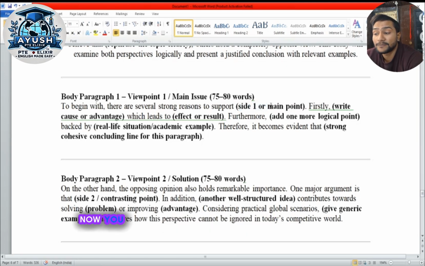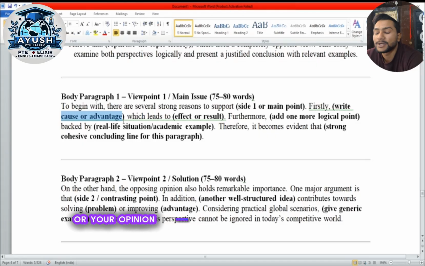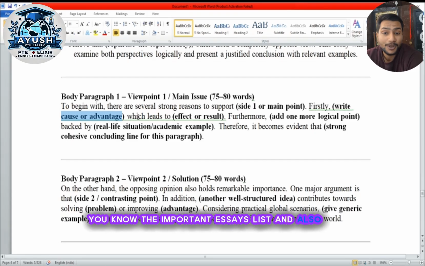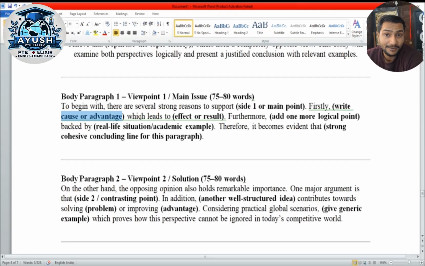And firstly, now you have to write the cause or the advantage or your opinion, whatever you have in your brain, because you have to rephrase accordingly. But if you want the important essays list, and also those essays which are coming up in the real exam, I can also provide a list with their proper lines. If you can remember them, that's good for you, but if you can't, you have to make your own.